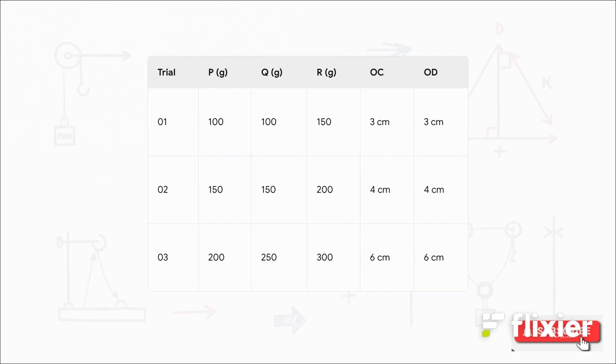Notice how the length of the upward diagonal, OC, perfectly matches the downward resultant line, OD, in every single trial. I mean, 3 centimeters matches 3 centimeters, 4 matches 4, 6 matches 6, and the angle between them? Exactly 180 degrees every single time. It is perfectly balanced. Let's actually visualize this geometry. It makes it so much clearer.